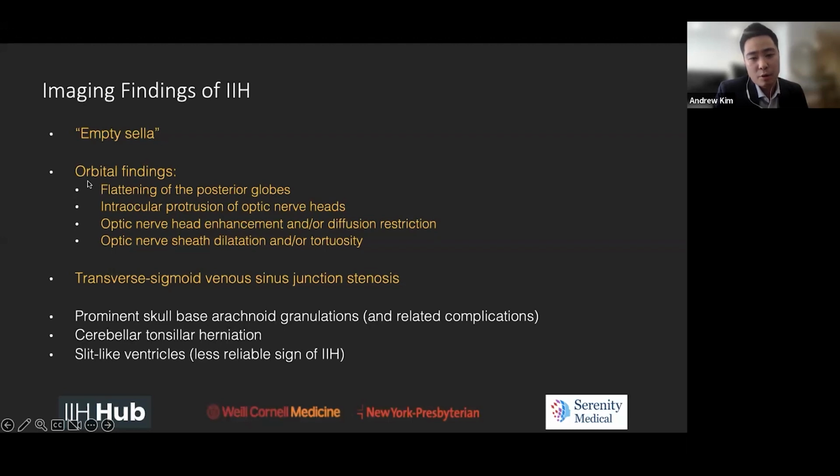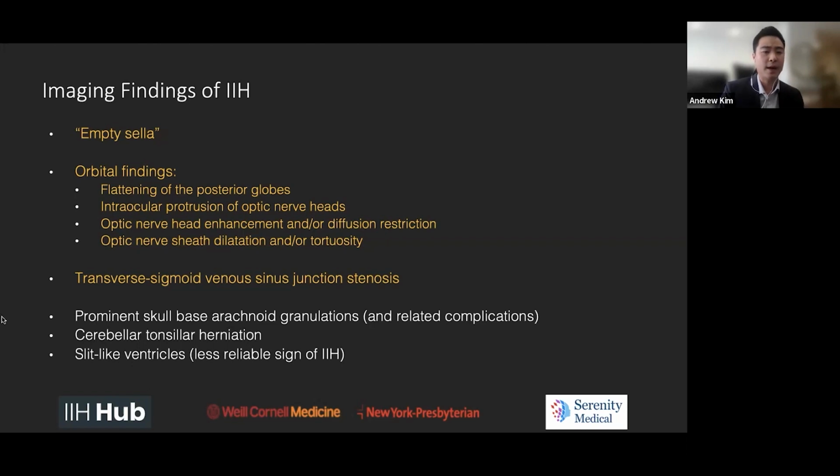We have the flattening of the posterior globes that we'll see, intraocular protrusion of the optic nerve heads, optic nerve head enhancement, which can also come with some diffusion restriction, and optic nerve sheath dilatation, which can also be very tortuous. So those have varying degrees of frequency that you can see on imaging in patients with IIH, upwards of up to about 50%, some of them a little bit lower.